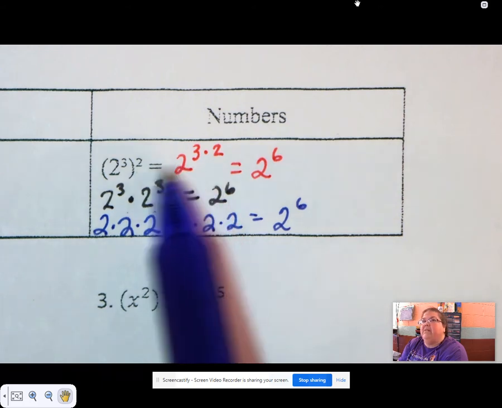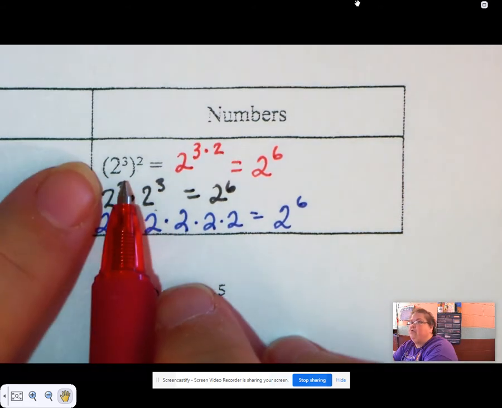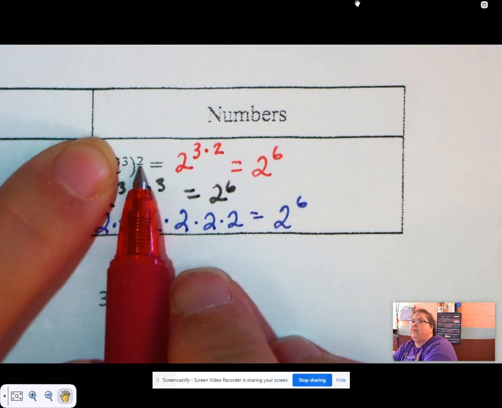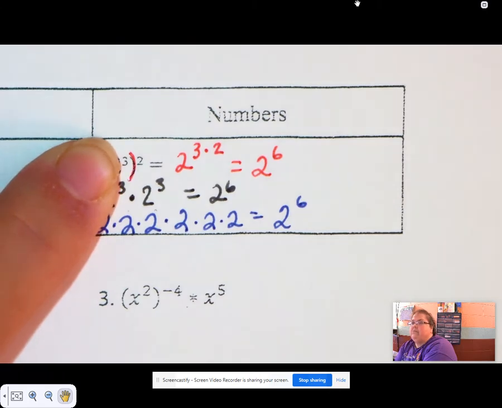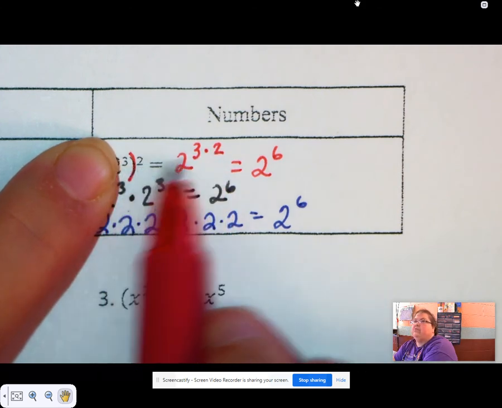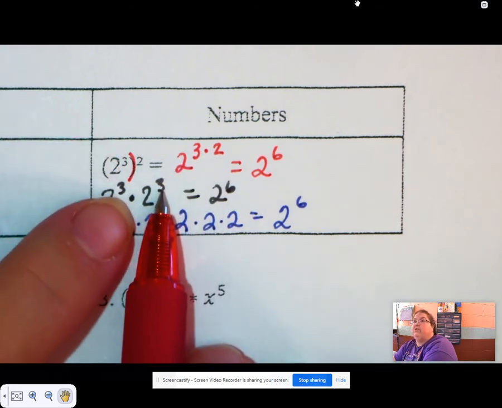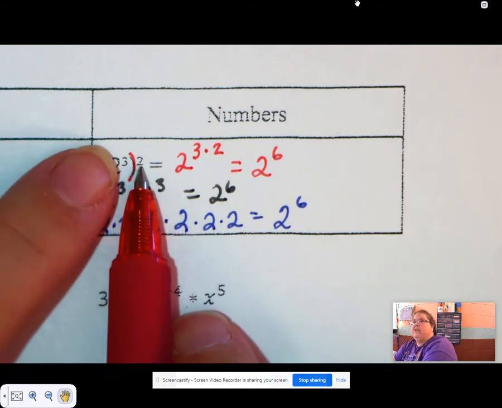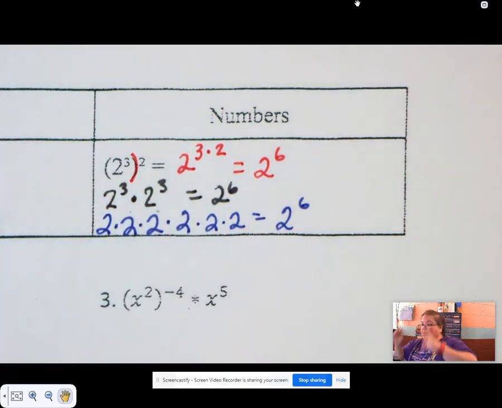But in this case, I want to point something out also. What is between this exponent and this one? A parenthesis. What operation do we perform with parentheses? Multiplication. Look at it. There it is. 3 times 2. If we don't have parentheses between the exponents, what do we do with them? Add them. Parentheses means multiply them. No parentheses means add them. Maybe that'll help you remember what to do with them.